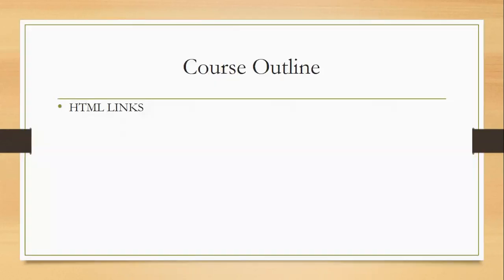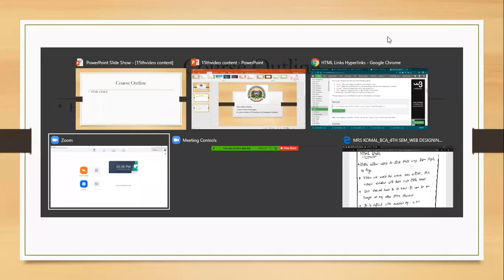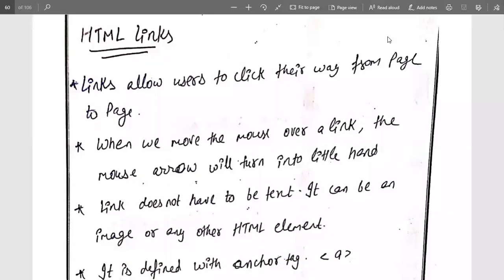Today, in the series of HTML course, we will cover HTML links. HTML refers to the hypertext markup language, and for hypertext, the document must have links. That means moving from one web page to another web page is done with the help of hyperlinks, and that will be created with the help of HTML language. So with the help of these links, we can easily move.